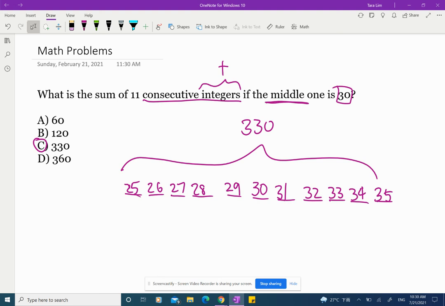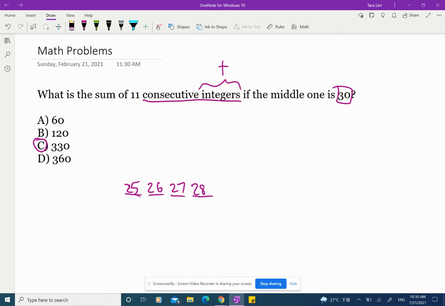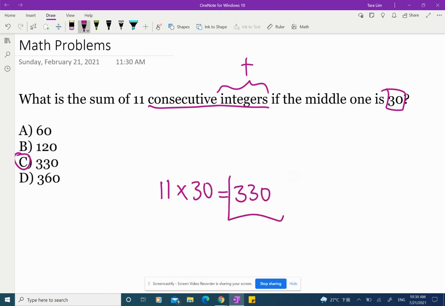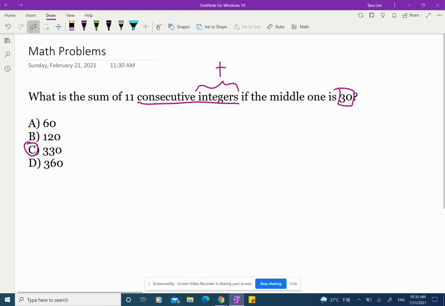But I know all of you are thinking, wow, this method is super, super slow. In the test, how am I supposed to do this if there's, let's say, 99 or 1000 consecutive integers? I can't just list all of them. So there's another way. You have to kind of memorize it. You can just do the sum of 11 consecutive integers: 11 times the middle one, which is 30. And if we multiply that, it's going to give us 330. And it's exactly the same as the answer C. So both methods are the same, but you just have to kind of memorize it.